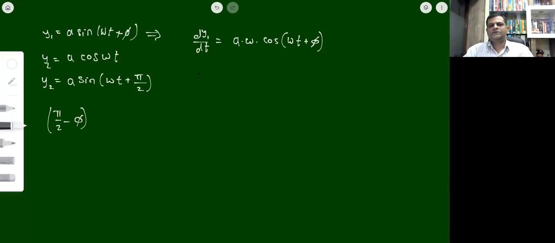Yes, and if we find the derivative of this y2 with respect to time, then it will actually be minus a omega sin omega t, right? Okay. So if you don't want this minus sign here, what we have to do is push this minus sign inside.